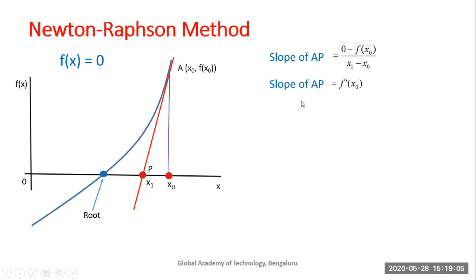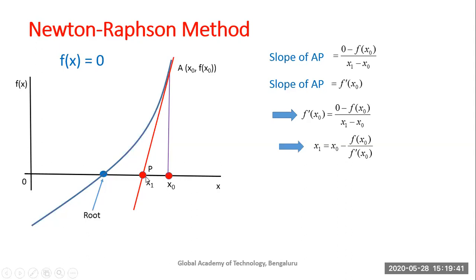Since both are the same, equate them. Using cross multiplication and a little bit of simplification, we get x1 = x0 minus f(x0) divided by f'(x0). So we know x0. Given the equation of the function f(x), we can calculate f(x0) and f'(x0). Using this formula, we can get the value of x1.